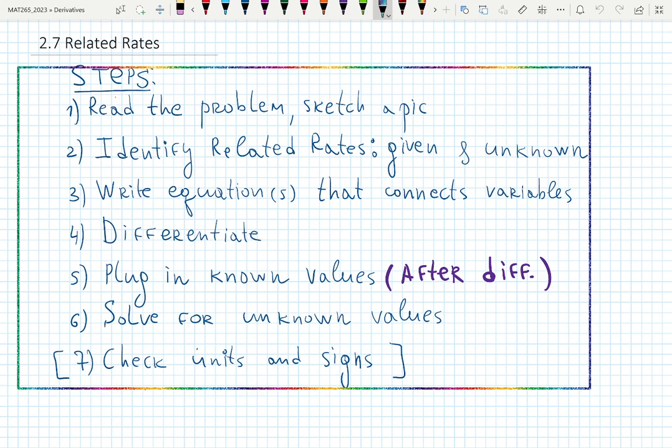So 2.7 is the most applied chapter in this class. 2.7 is related rates, and we're going to do it again in Calculus 3. It's going to be multivariable related rates. But this homework will have basically almost no math, it just says find that. It'll be English, English, English, math. English, English is just number, English, number, English, number. And you have to figure out what's happening.